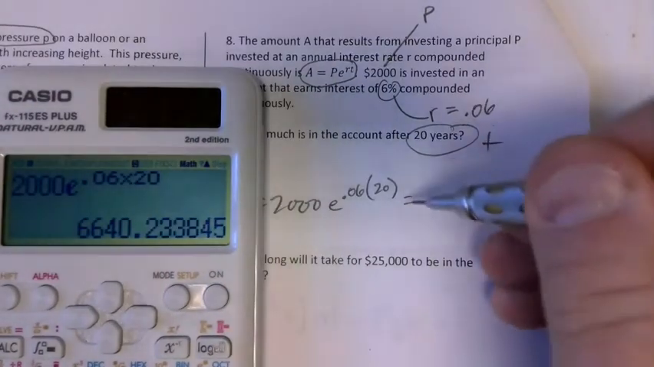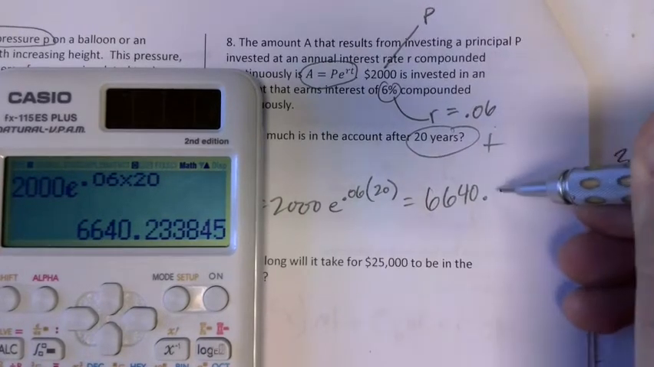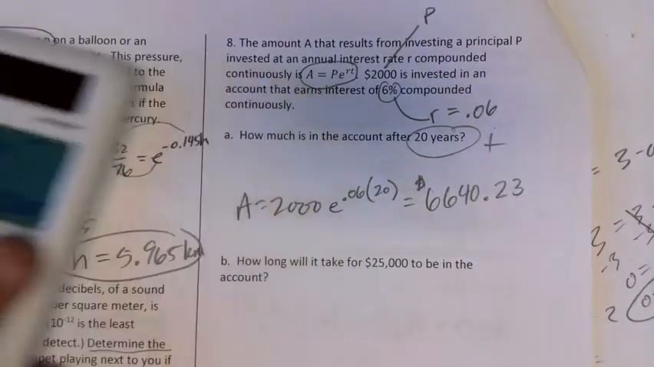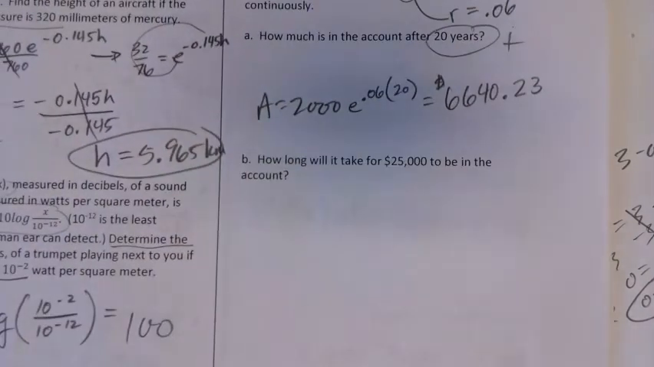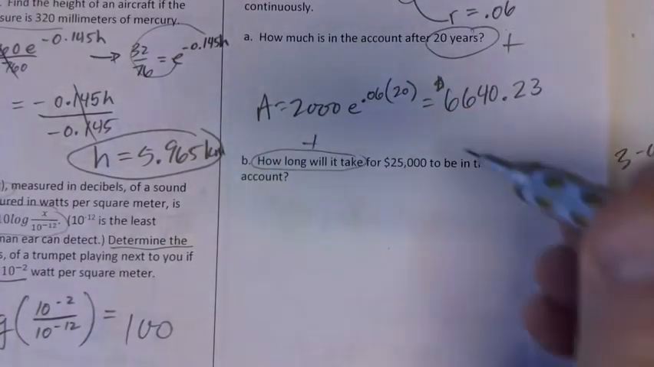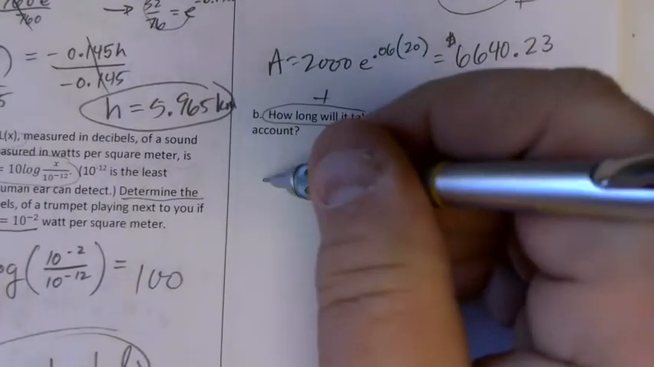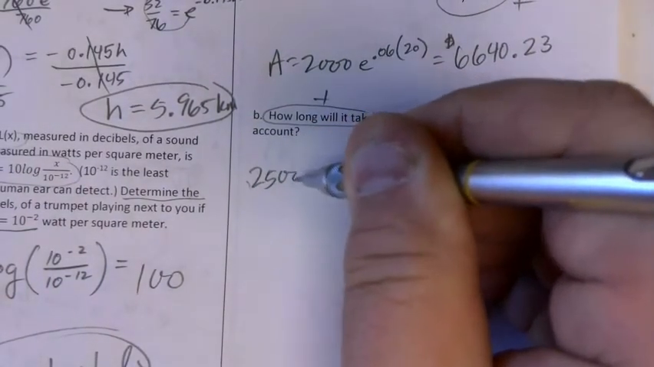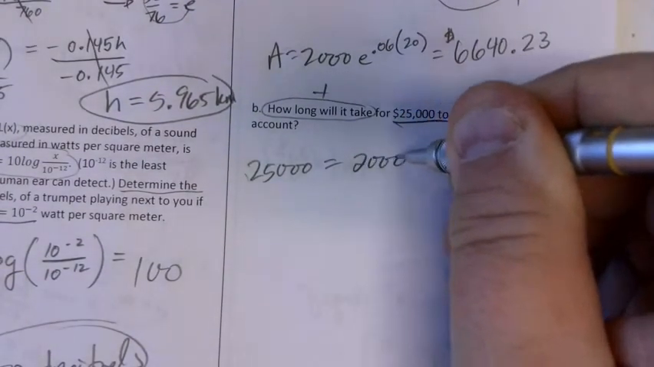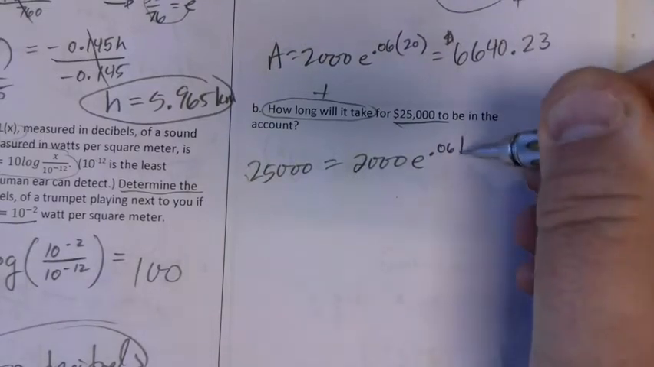Cool. And I get 6,640.23 cents. There it is. Cool. How long will it take? So how long will it take? That means I'm finding a time for $25,000 to be in the account. So that's the amount in the account. So really I'm going 25,000 equals 2,000 times e to the 0.06 times t.